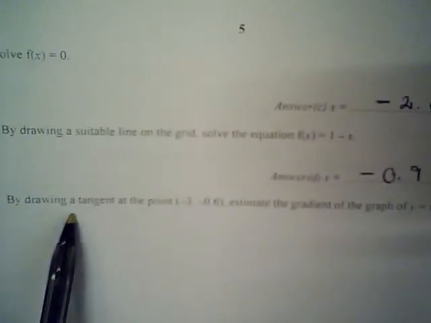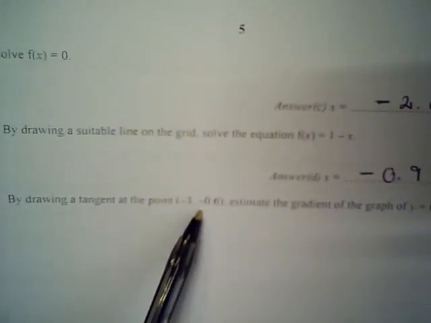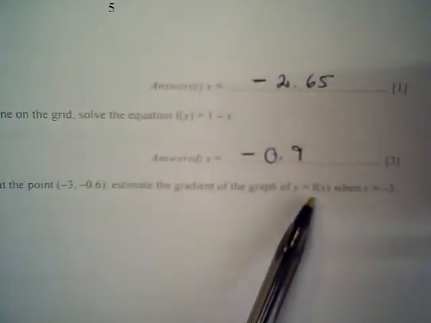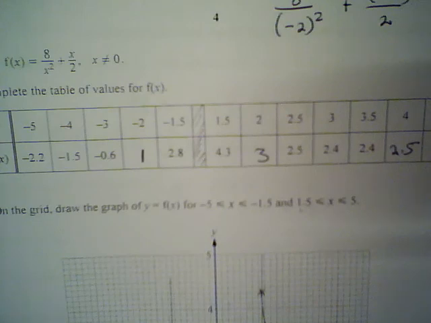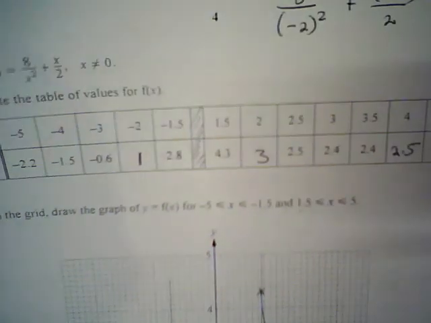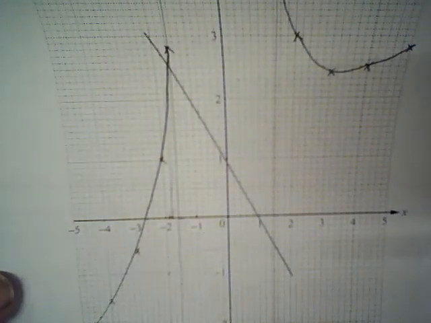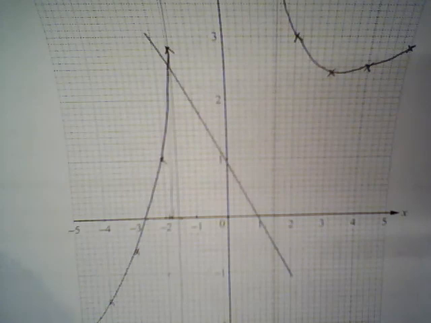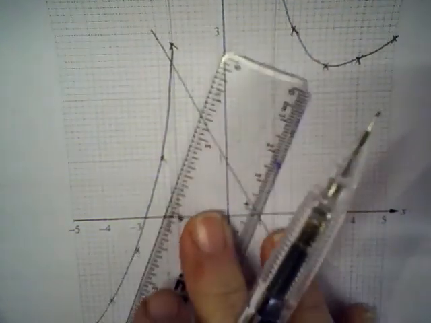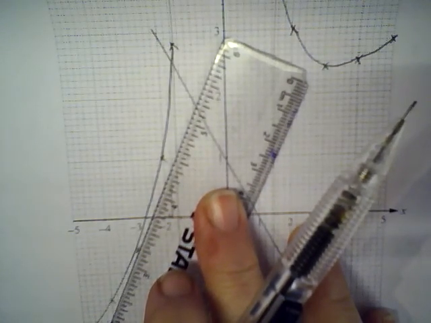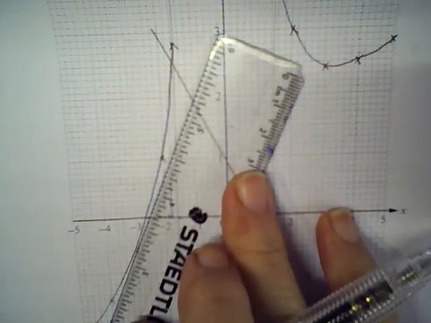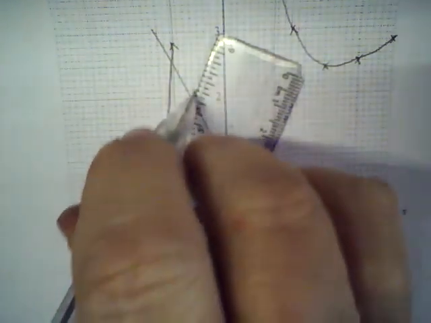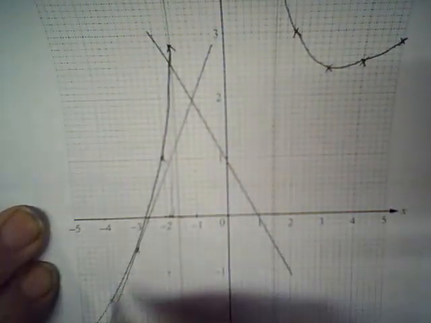Now they ask us, by drawing a tangent at the point negative 3, negative 0.6, estimate the gradient of my curve when x equals negative 3. So I need to draw a tangent line at the point negative 3, negative 0.6. This is the point there, that little point there. So I need a tangent line that passes through that point. A tangent line, the spacing must be equal on both sides. So if I look at that, is the spacing about equal? Yeah. So that is my tangent line. Just going to write here tangent.